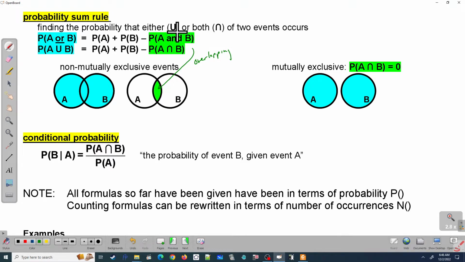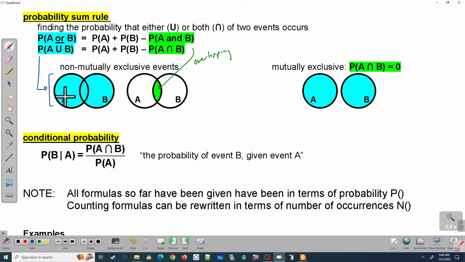That would be the U-like symbol, also representing union, and that would mean that it could occur in A only, it could occur in B only, or it could occur in A and B at the same time. So the whole blue section here is what we're looking at.